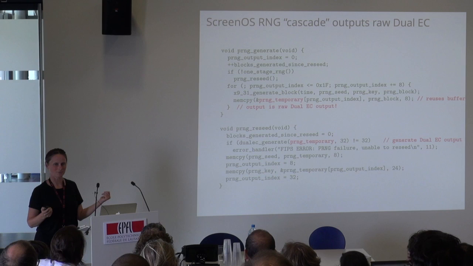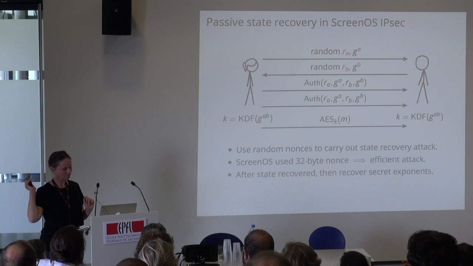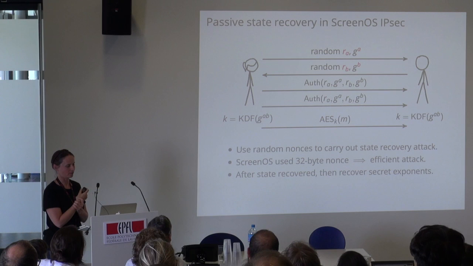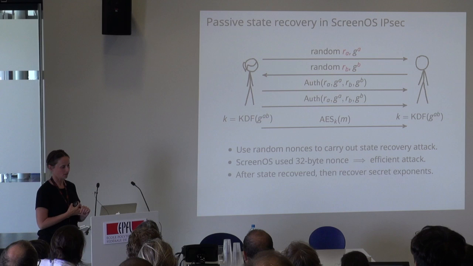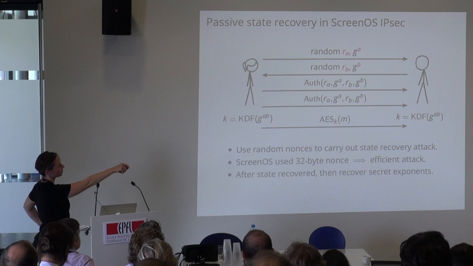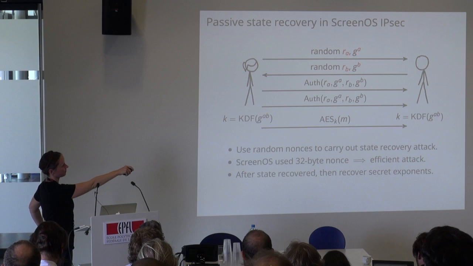Okay, at this point, the state recovery and passive decryption for IPsec looks exactly like what I showed you for the DUHK attack. So an attacker can look at a raw random nonce, which is the raw output of dual EC, use that to carry out a state recovery attack, get the Diffie-Hellman secret, and then decrypt the ciphertext.